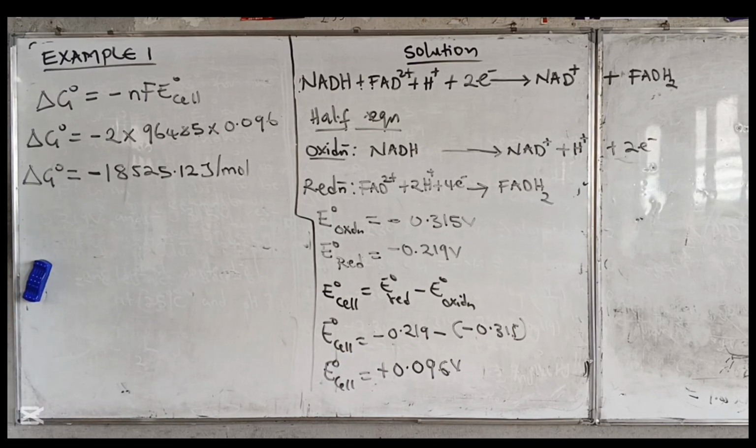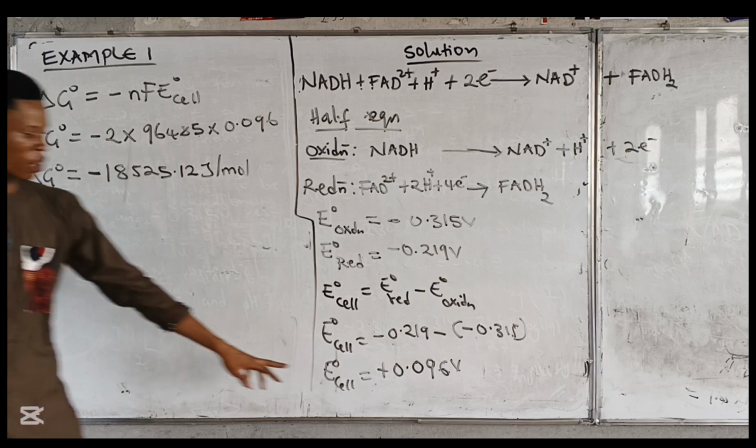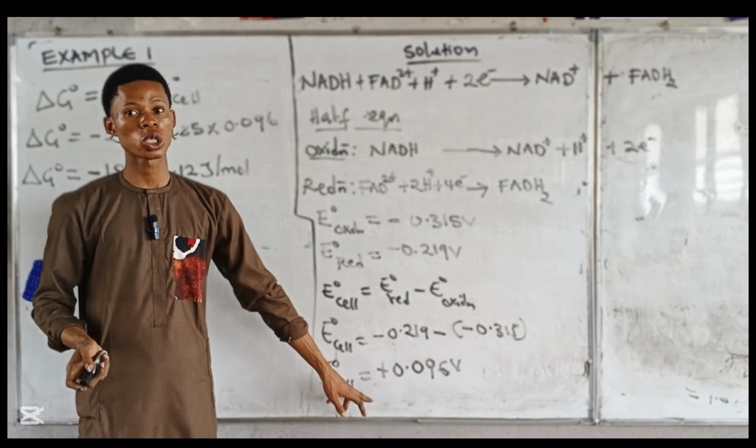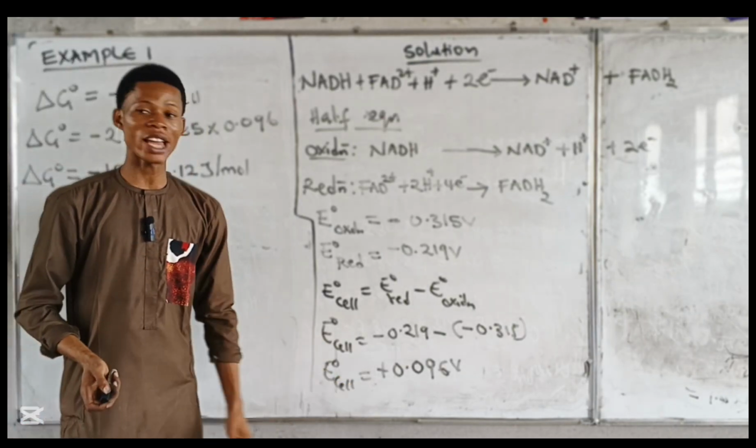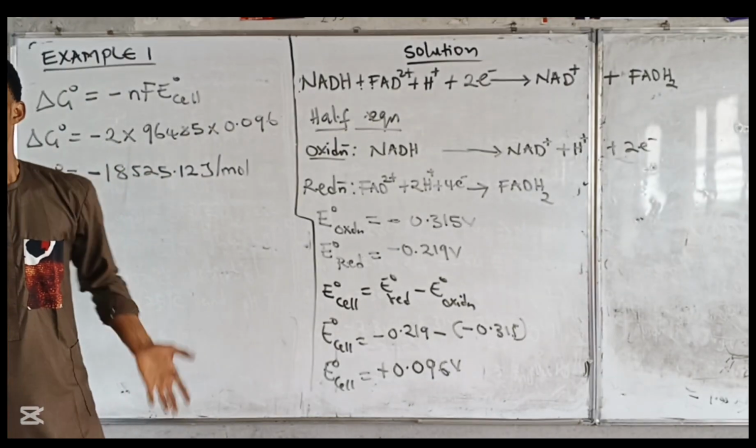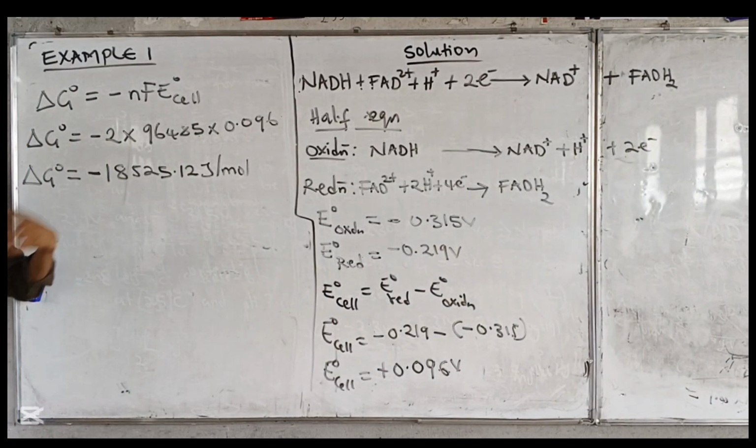Now this is it. Let me ask you a question. Is this reaction spontaneous or non-spontaneous? Now if delta G0 is negative, it says what? Spontaneous, right? Negative is exergonic. Spontaneous. If E0 cell is positive, it is what? Spontaneous. So you see, they are not contradicting. If E0 cell is positive, we said it's spontaneous. If delta G0 is negative, we say it's spontaneous. So the overall reaction is spontaneous.